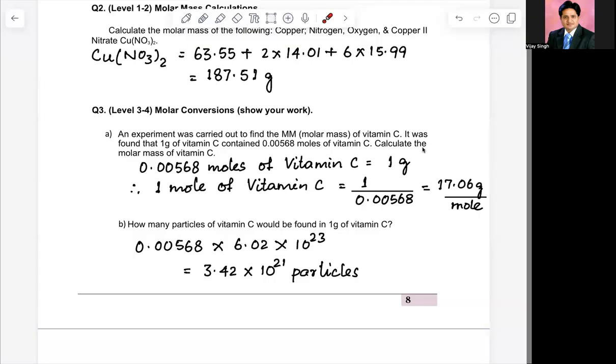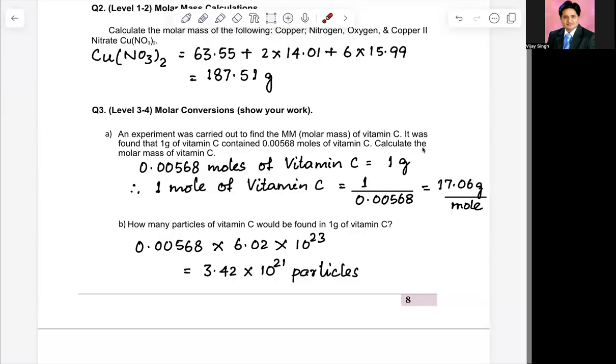If you see, you have 0.00568 moles of vitamin C is equal to 1 gram. And all you have to do is find how much is 1 mole of vitamin C. So since you have 0.00568 moles of vitamin C as 1 gram, 1 mole of vitamin C would be 1 divided by 0.00568. And that gives you 17.06 gram per mole. So the molar mass of vitamin C is 17.06 gram per mole.